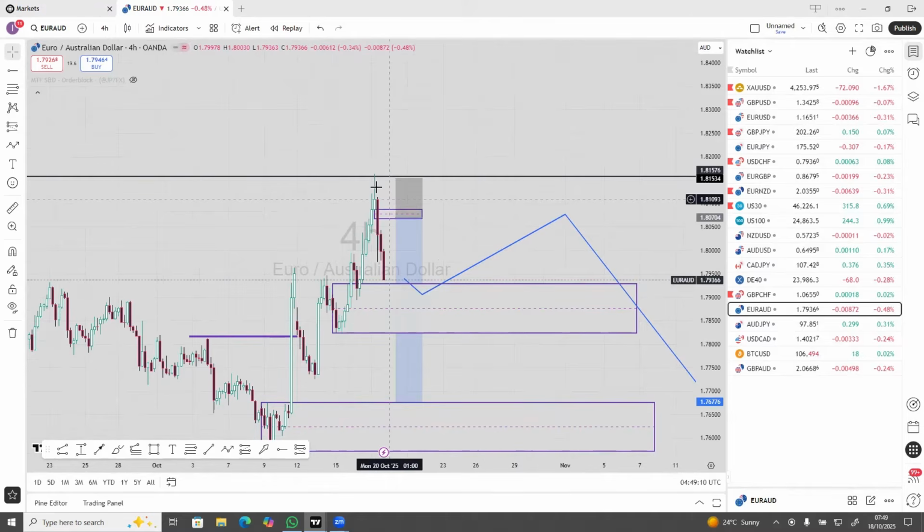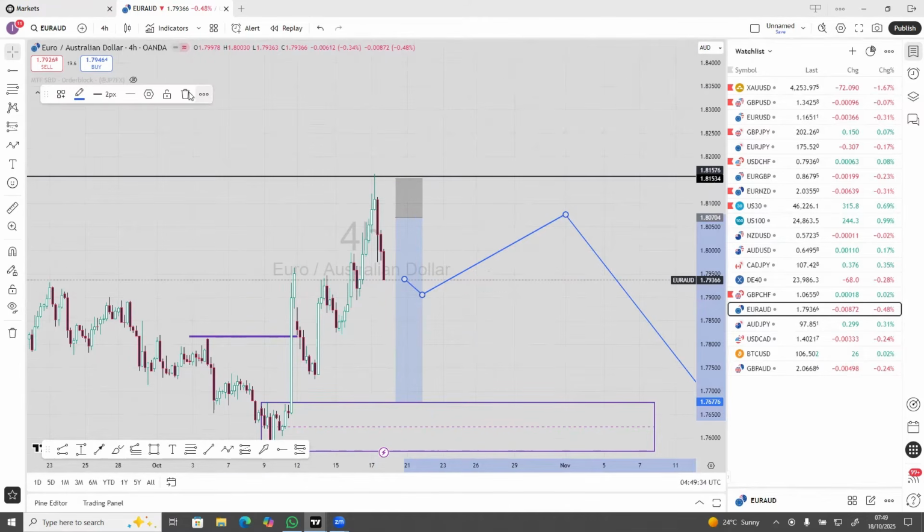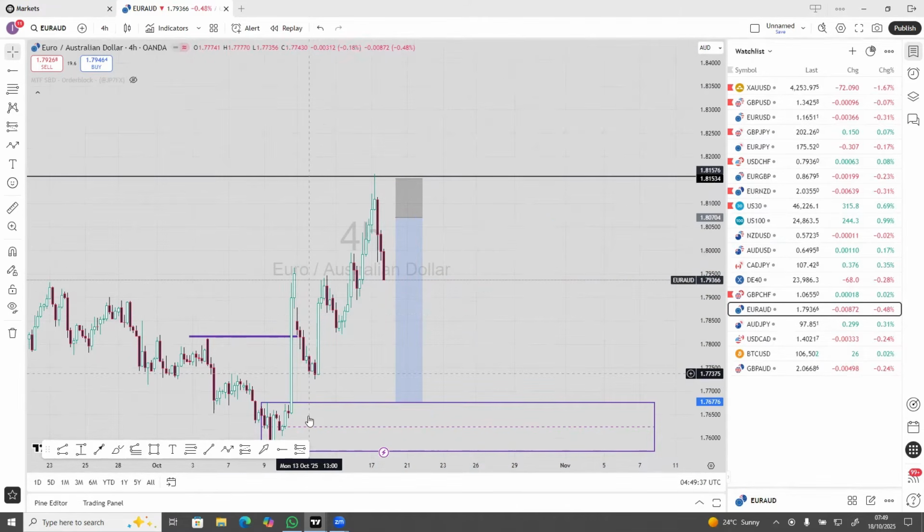Okay, also on 4 hour we have unmitigated supply. So on 1 hour we have FVG, but on 4 hour we have unmitigated supply. So that zone is a very, very powerful zone to take a short position from. So you're supposed to be patient and wait for price to mitigate, to activate your zone, and then you can get into a short position clearly.